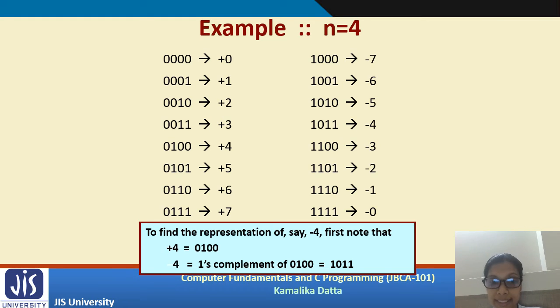Now you see 6. What is 6 here? 6 is basically 0, 1, 1, 0. So what will be minus 6? We just have to complement it. So here 0 becomes 1, 1 becomes 0, 1 becomes 0, and 0 becomes 1. This is how 1001 is minus 6, and so on and so forth. But here also, we have plus 0 and minus 0.